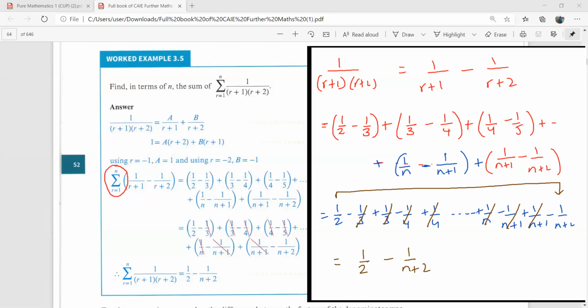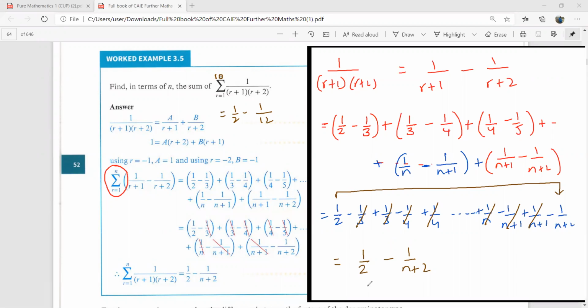Suppose you have to find the sum of the series from r equals 1 to 10. You will put your n as 10, so its value would be 1 over 2 minus 1 over 12. You can sum this up mentally, or you can find it with the calculator.